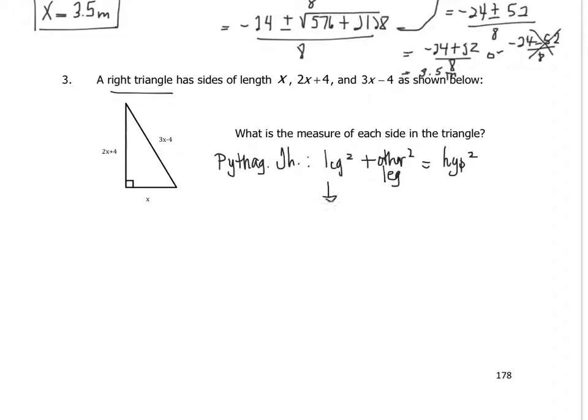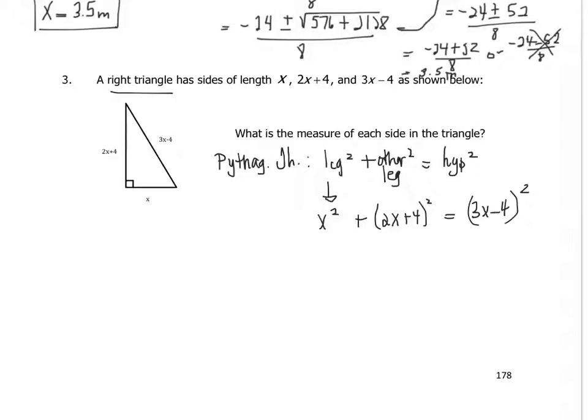So one leg is x in this triangle, and the other leg that makes up the right angle is 2x plus 4. So if you square each of those and add them together, you should get the hypotenuse, which is 3x minus 4, all squared. So there's your equation that you can use to solve for x.